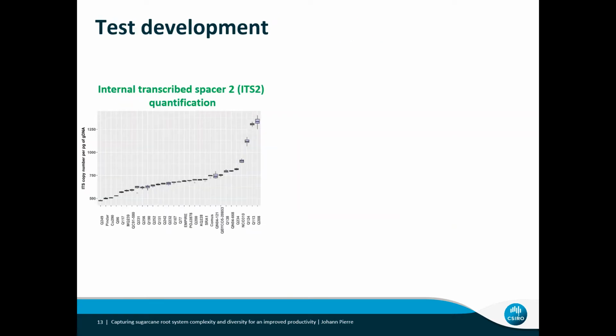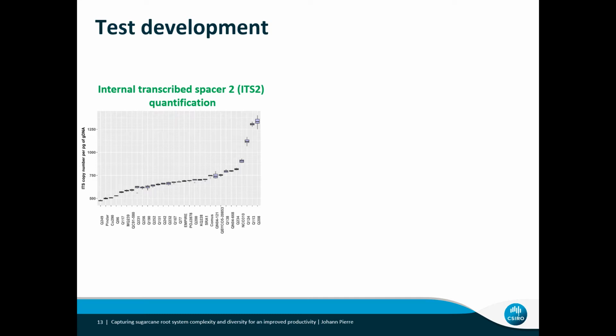And here is a bit of background about the test development. First, after making sure that our test was specific to sugarcane, we had to quantify the ITS. We quantified the ITS copy number for 31 sugarcane cultivars. You need to do this because the ITS copy number could vary greatly between cultivars. So if you want to compare the results from a field experiment involving multiple varieties, you need to control for the ITS copy number.